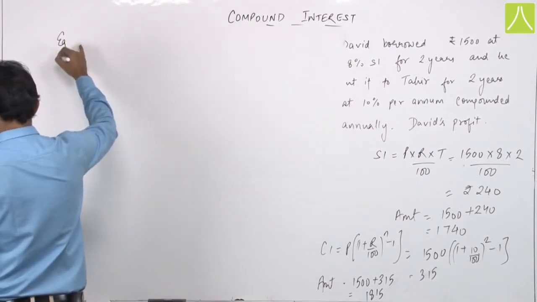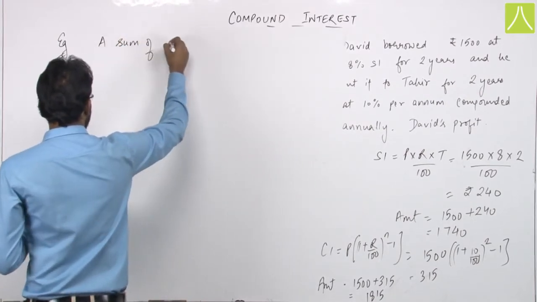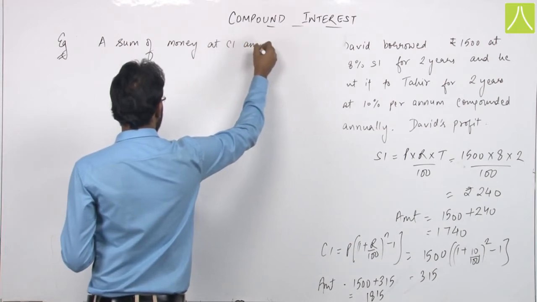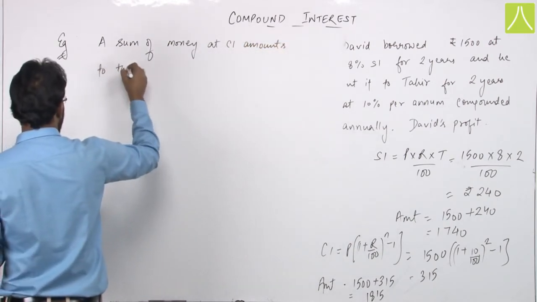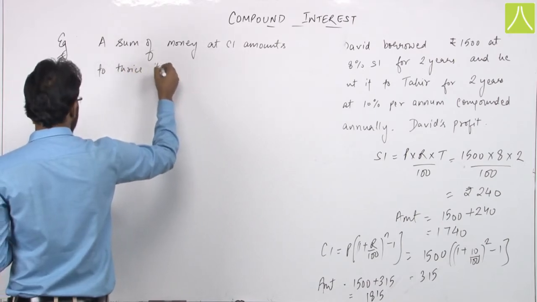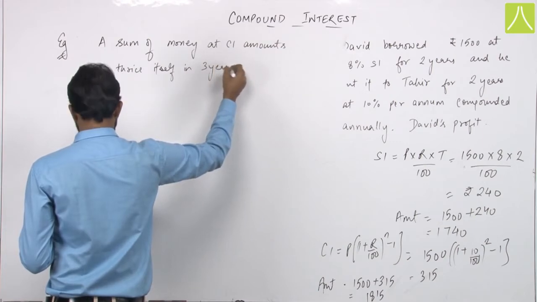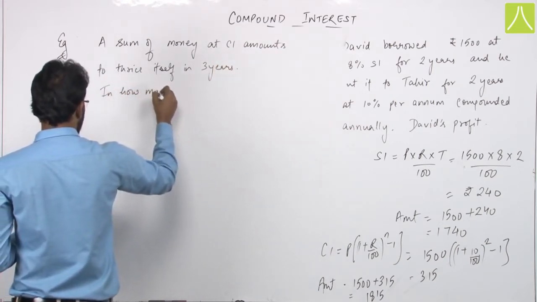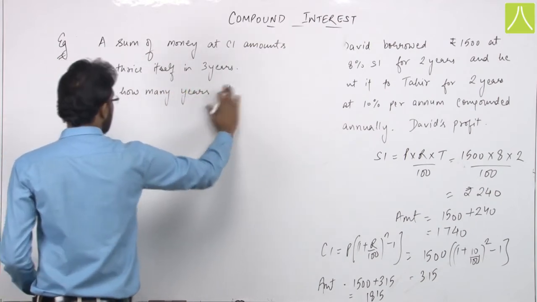Moving on to another example, let us say a sum of money at compound interest amounts to thrice itself in 3 years. In how many years will it become 9 times?